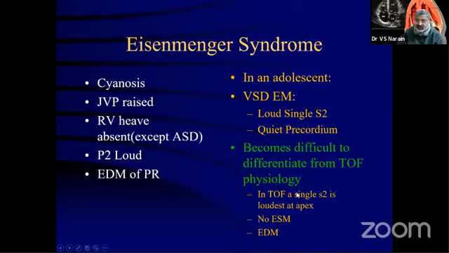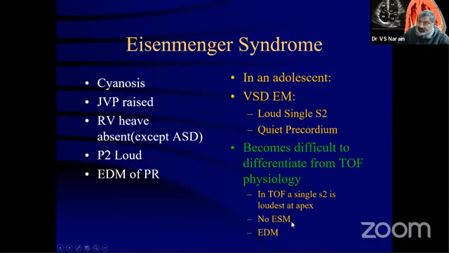In tetralogy, the single S2 will be loudest at the apex. Now, this is something which we've already discussed. If you have a single S2 which is loudest at the apex, that means it is A2. So in tetralogy physiology, the loudness of the second heart sound will be because of a loud A2. And if it is a loud A2, it will be better heard at the apex vis-a-vis the pulmonary area. And there will be no ejection systolic murmur. There will be an early diastolic murmur in Eisenmenger. So in Eisenmenger, you would not get an ejection systolic murmur, which you were getting in tetralogy.